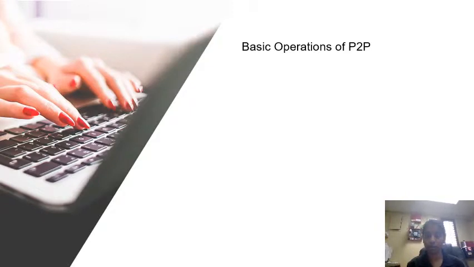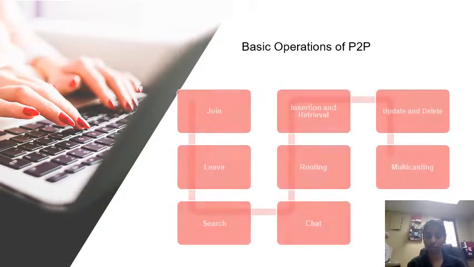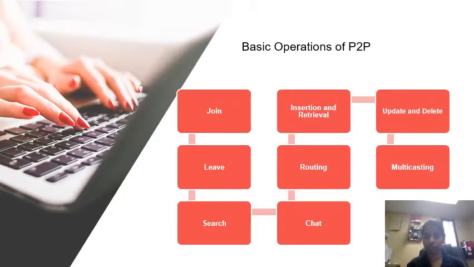Let's look into the basic operations of a peer-to-peer network. Join. The security domain administrator will authenticate a new peer to join the network. Once the peer joins the network, it can start to communicate and share resources with each other.